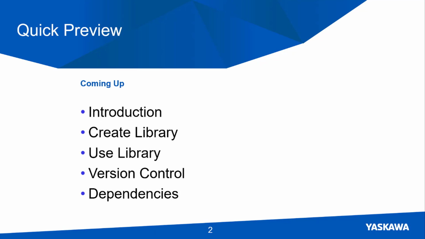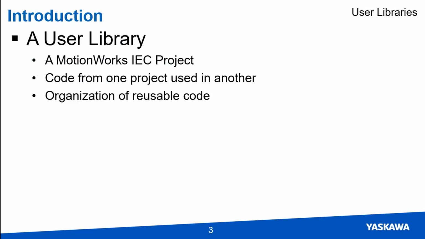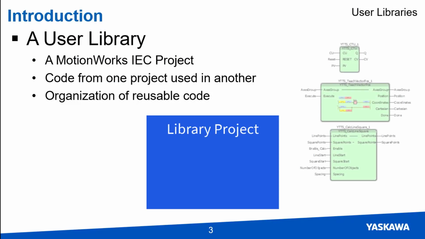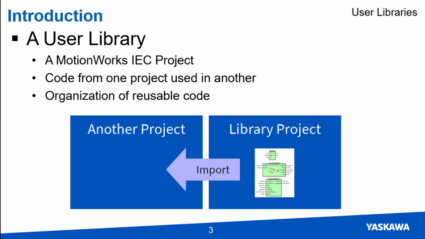Now let's look at this in more detail. A user library is a MotionWorks IEC project that contains a collection of custom function blocks created by the programmer. Those custom blocks can be used in another project by importing the user library. This is an organized, robust, and rapid method to reuse sections of your code rather than attempting copy-paste between projects.